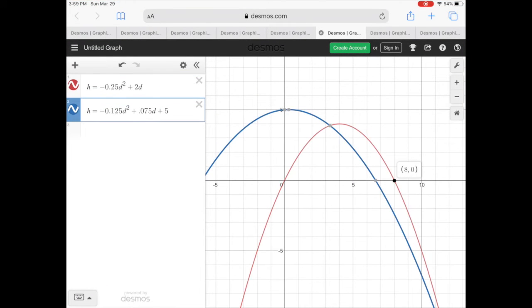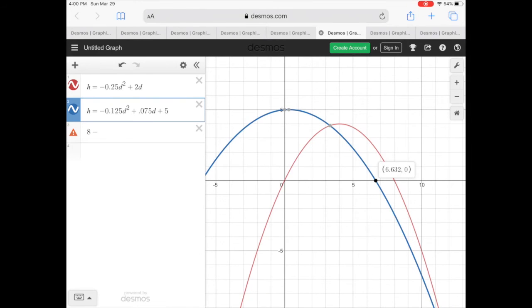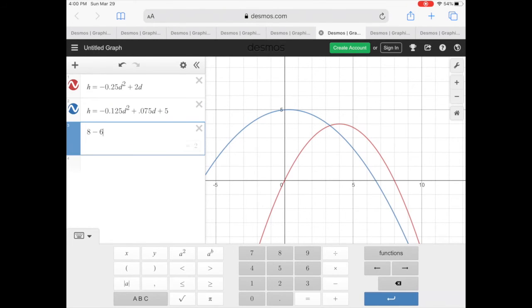there we go. Actually it travels further the first time, doesn't it? So it would be 8 minus 6.632. And we could do that right here. 8 minus, what was that? 6.632. So 1.368 further.